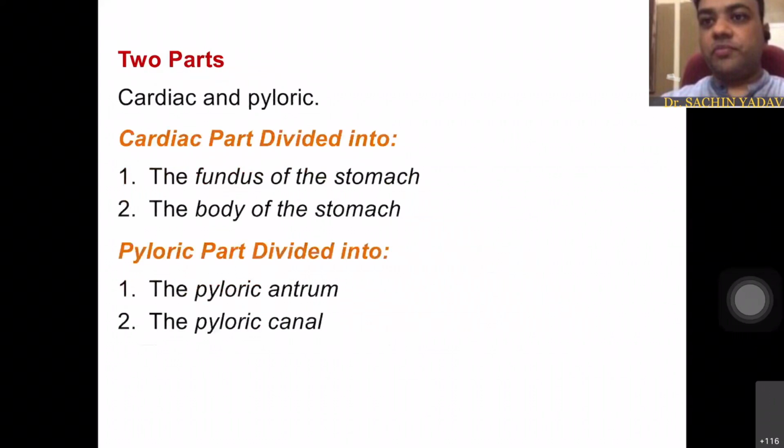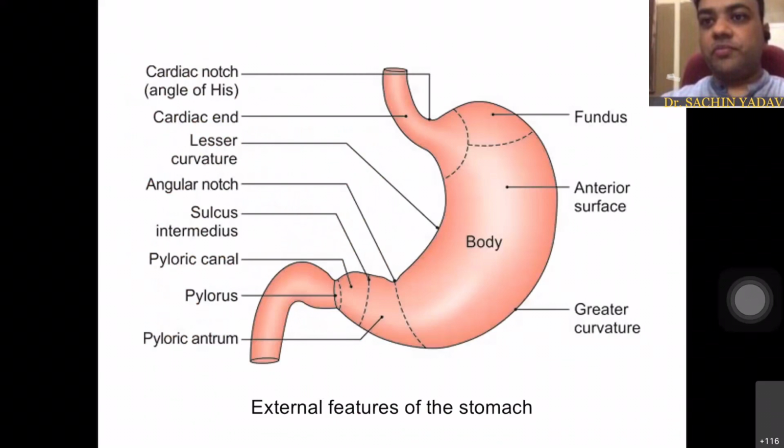Now the two parts: the cardiac part and the pyloric part. The cardiac part is divided into the fundus of the stomach and the body of the stomach, and the pyloric part is divided into the pyloric antrum and pyloric canal. The fundus of the stomach is here, the part above the level of the cardiac orifice. This is the cardiac orifice, having the opening of the lower end of the esophagus. The whole rest of the larger part is the body, and this narrower part is the pyloric part, divided into pyloric antrum and pyloric canal.